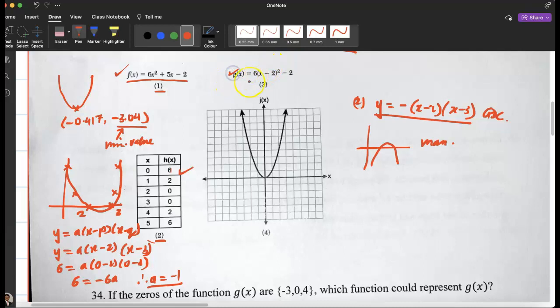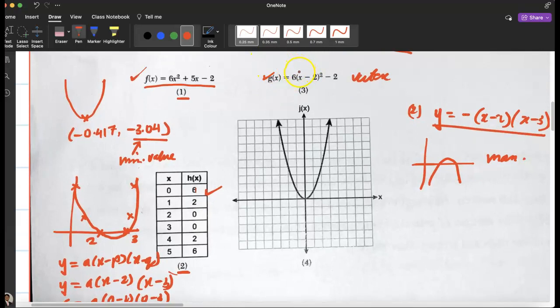Now this one, what will you do? You can graph it, or you can come to know the vertex. What is the vertex of the... Is this in vertex form? It is in vertex form, no? So it's 2 minus 2, no? 2 minus 2. So what's the minimum value? -2. Minimum value is -2.